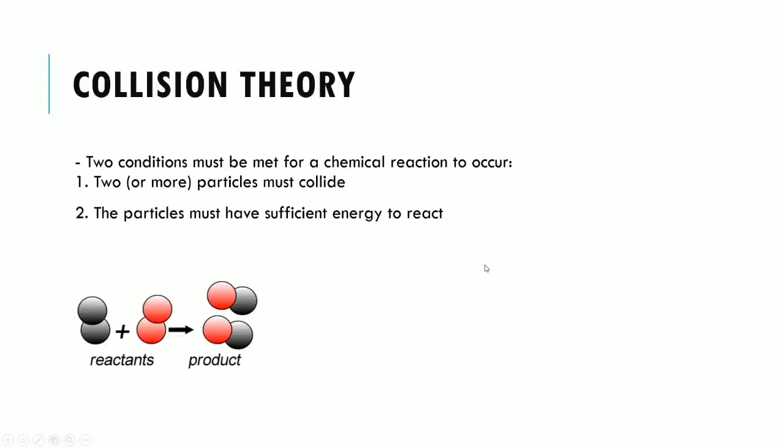Taking a look at chemical reactions in a bit more detail, we need to think about the collision theory, which states that two conditions have to be met for a chemical reaction to occur, one of which being two or more particles must collide, the other being that the particles, when they do collide, have to have sufficient energy in order for the reaction to occur.